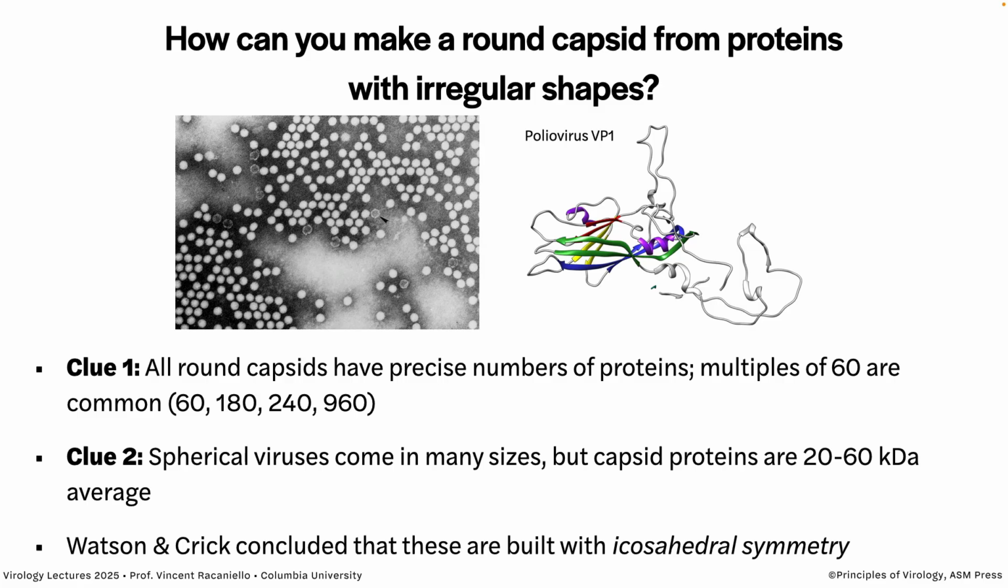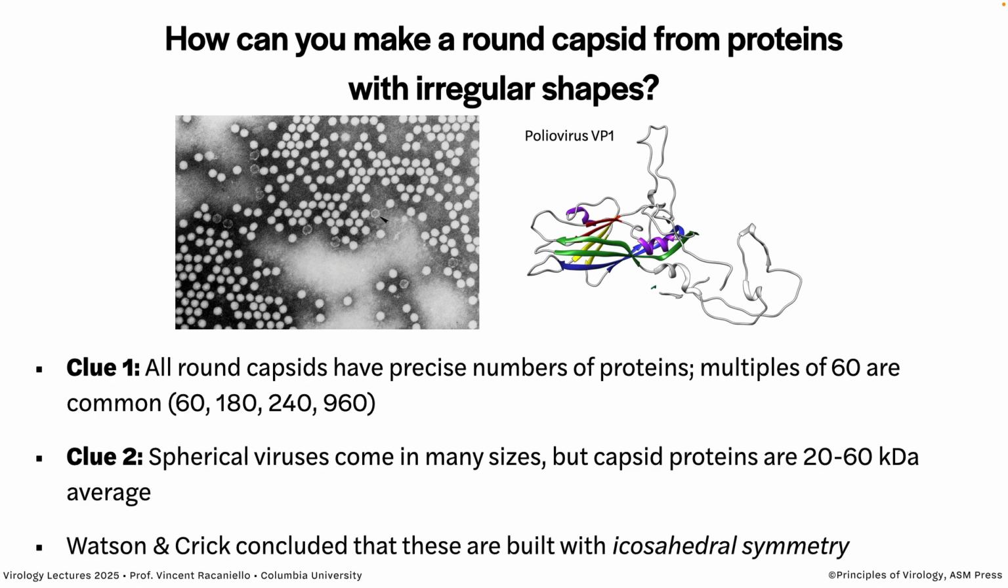Okay, round capsids. We finished with the long ones. How do you make a round capsid from proteins with irregular shapes? So there is poliovirus, lovely spherical particles, right? And the proteins that make it up look like this, decidedly not spherical. So how do you do this? Well, Watson and Crick were involved in this, and they presented these 2 clues to answer this question.